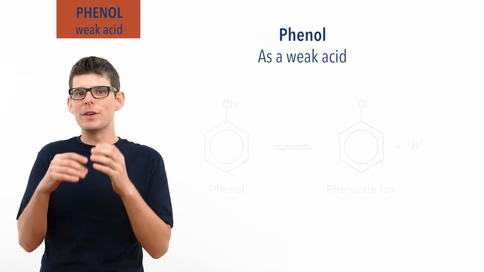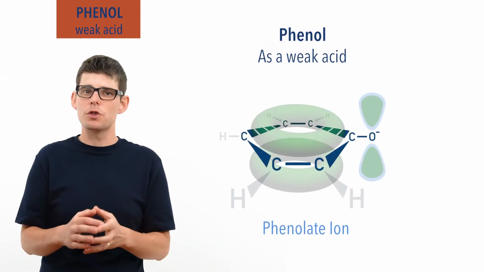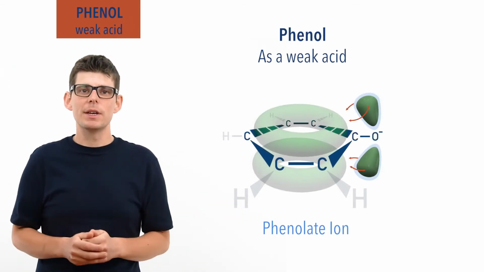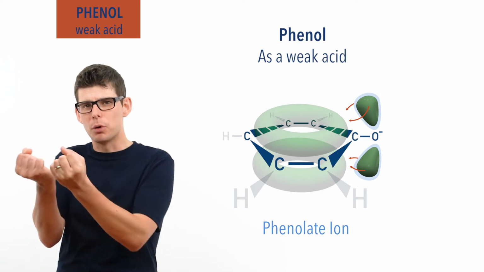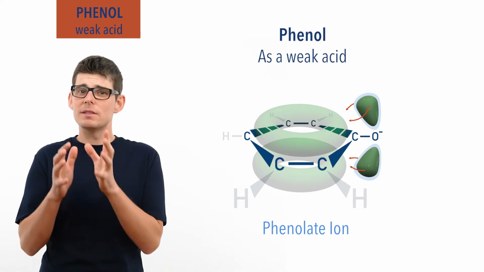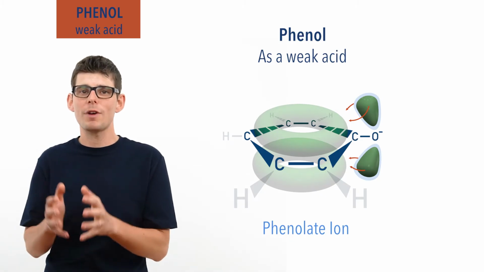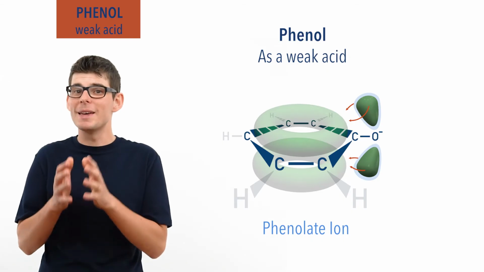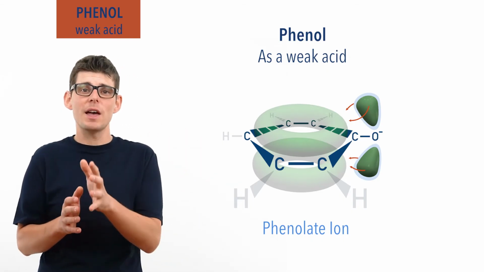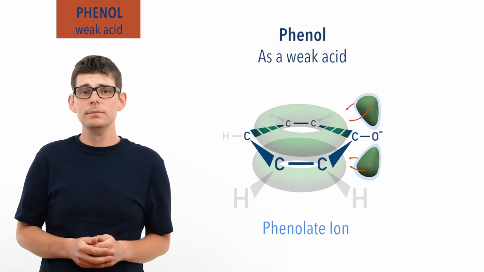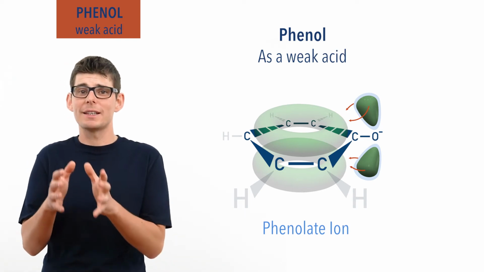However, now the extra lone pair of electrons on the oxygen spread a little into the delocalized system in the benzene ring. The benzene ring pulls electron density away from the oxygen. This reduces the ability of the phenolate ion to attract and rebond to H+ ions, meaning the position of equilibrium isn't so far to the left as for ethanol, and some phenolate ions are present at equilibrium. This is why phenol can act as a weak acid.